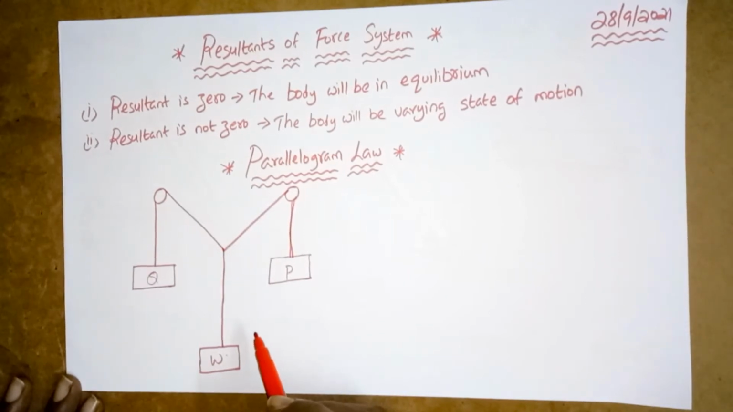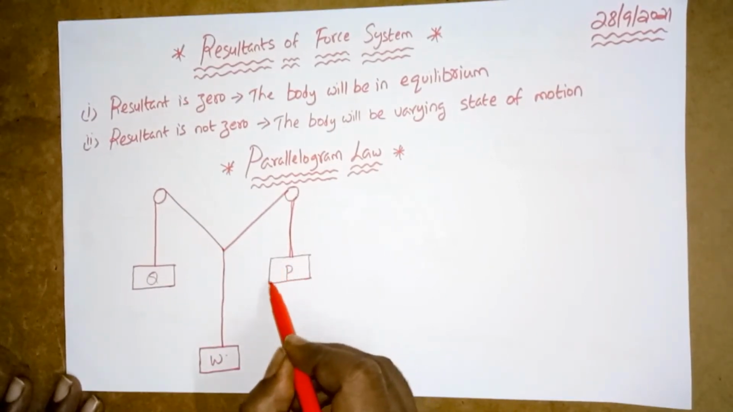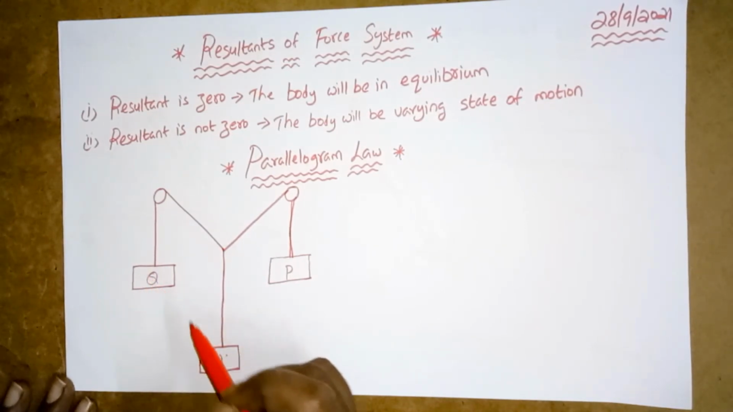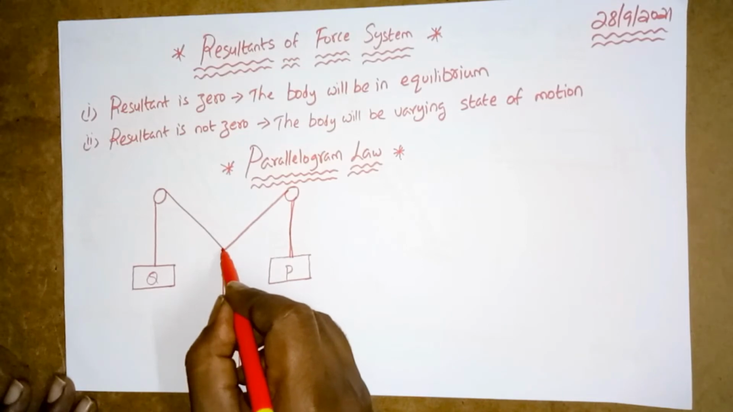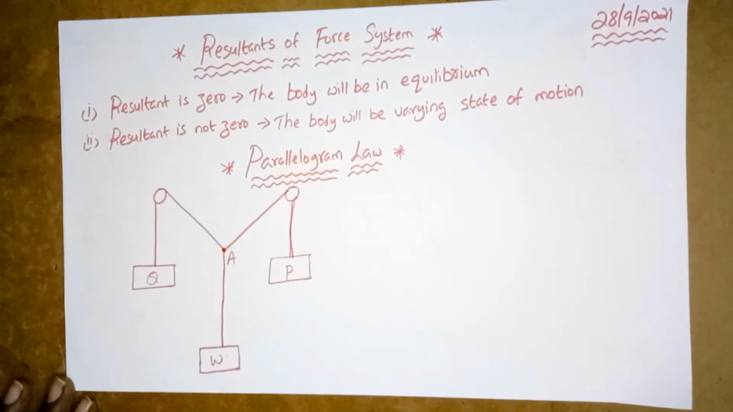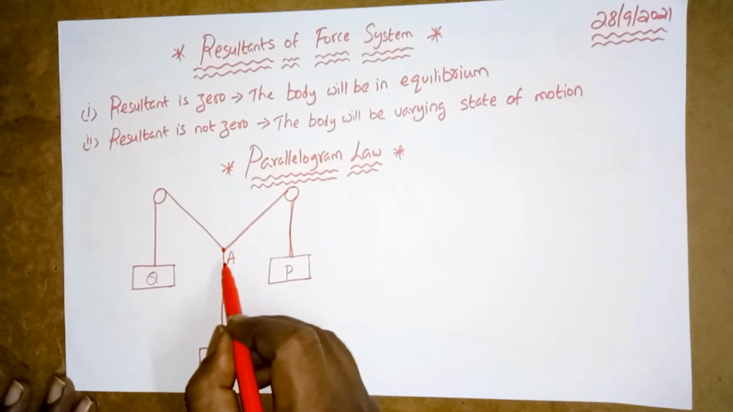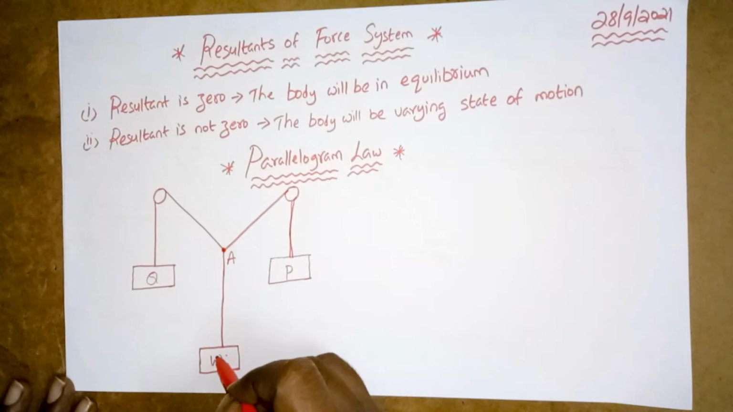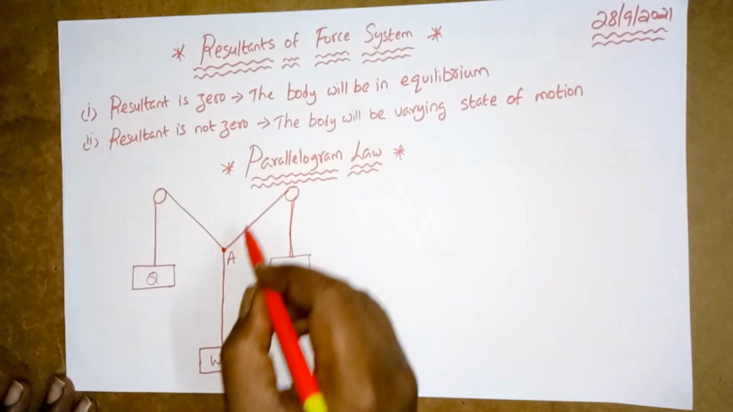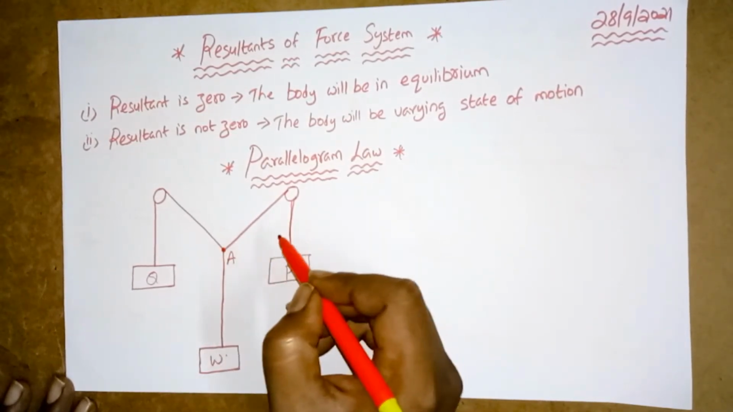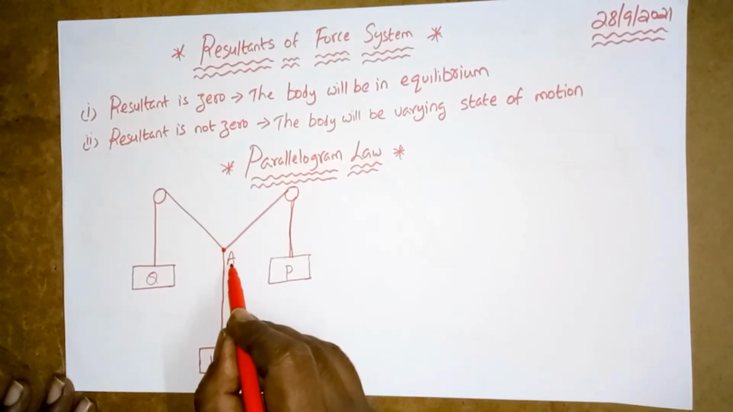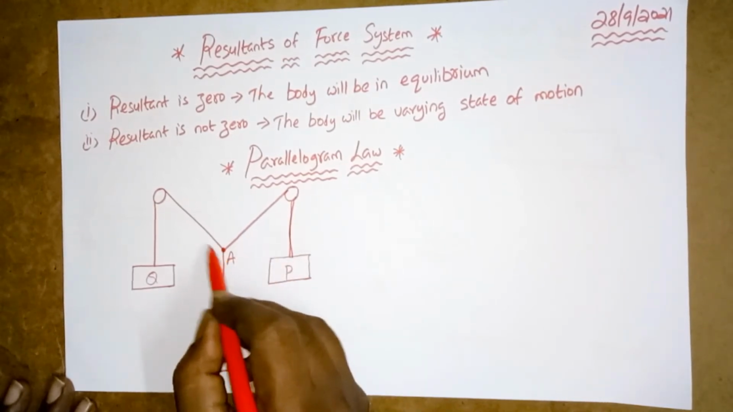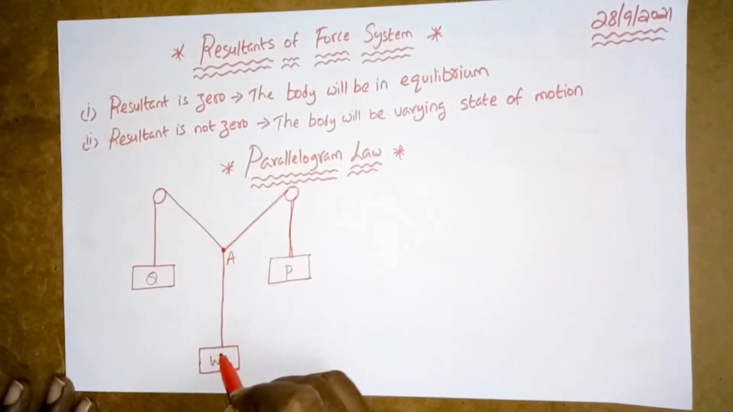So we have to draw the vectors for P and Q, right, taking a scale. So which is the scale here? We are taking this point as the scale A, and we are drawing the vectors of P, Q and W. Now we'll plot the vectors. This is reference point A, right? From this point we are drawing the vector for P, the vector for Q and the vector for W.